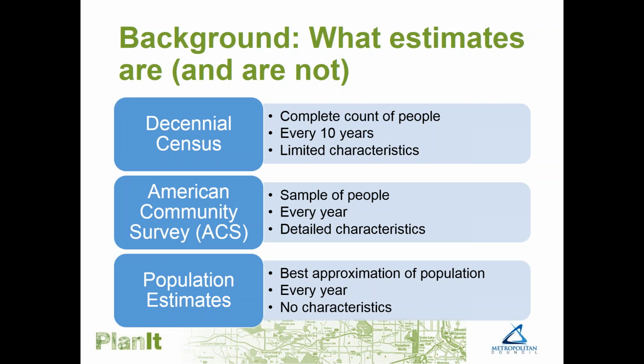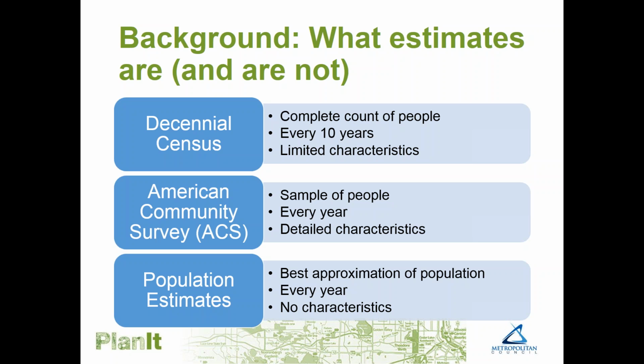And then finally, the population estimates combine some features of both the decennial census and the ACS. Like the decennial census, their goal is to measure how many people are in a given community, and like the ACS, this is carried out every year. Obviously, it would be prohibitively expensive to count every single person every year. So the population estimates give us the best possible approximation of how many people live in a given community.